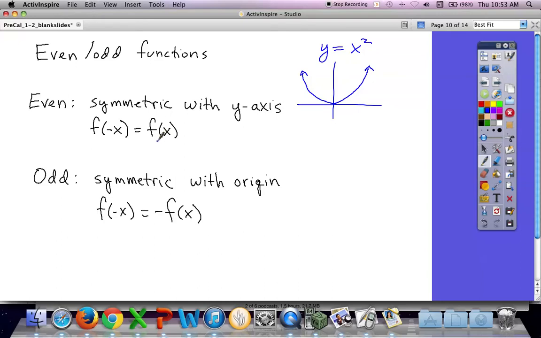If I go, I'll change that to red. If I go this distance over and up, or if I go this distance to the left and up, it's still the same y value. It doesn't matter if it's f of x or f of negative x. It's the same y value. That's an even function.